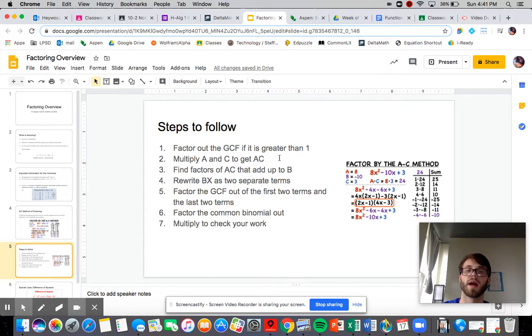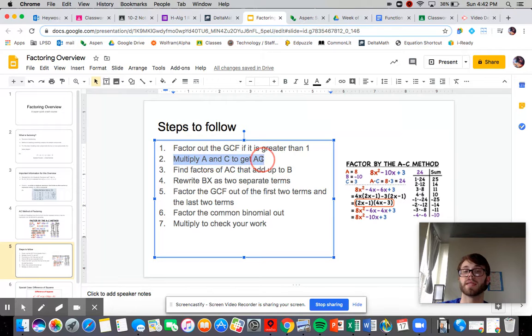All right, so now where this actually gets its name from is you're multiplying a and c to get AC. So in this case, remember, a is the coefficient of the x squared, b is the coefficient of x, and c is the constant added. So we're looking for a times c, which is 24. All right, so now step 3, you're finding factors of AC that add up to b. So you can see here they go through all the list: 1 times 24, 2 times 12, 3 times 8, 4 times 6, and then none of those work, right?